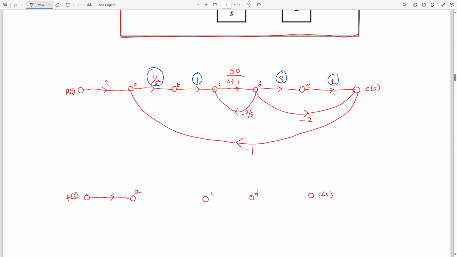that's a transfer function of 1. And then from here to here, that's 1 over S squared by 1 over S squared, which gives you 1 over S squared. And then from C to D, you have 50 over S plus 1. Then from D to E, you have S times 1, which is S. Then from D to C of S is just minus 2.